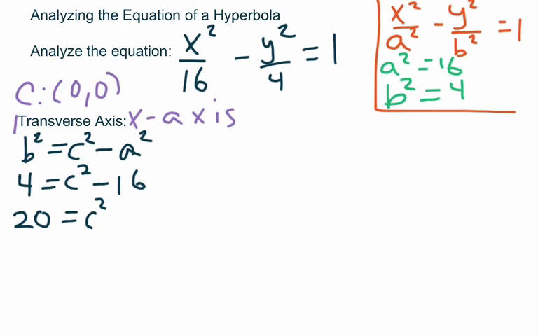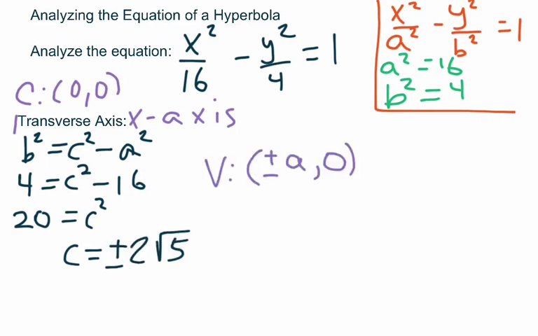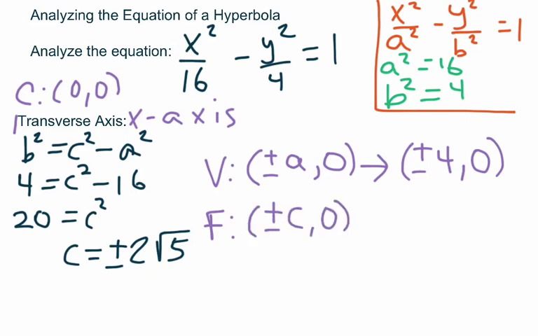This means that 20 equals c squared, or we could say c equals plus or minus 2 square root of 5. Since our vertices are found at plus or minus a, 0, in our case, that means the vertices are plus or minus 4, 0. Our foci are given by plus or minus c, 0. So in our case, the foci are given by plus or minus 2 square root of 5, 0.